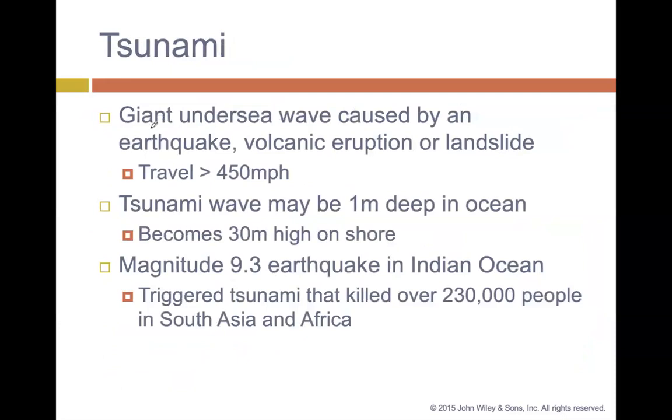A tsunami is a great undersea wave caused by an earthquake, a volcanic eruption, or a landslide. They can travel upwards of 450 miles per hour, and tsunami waves may be only 1 meter high in the ocean, but they can become as much as 30 meters high on the shore. For example, we had a 9.3 magnitude earthquake in the Indian Ocean, and this triggered a tsunami that killed over 230,000 people in South Asia and Africa.